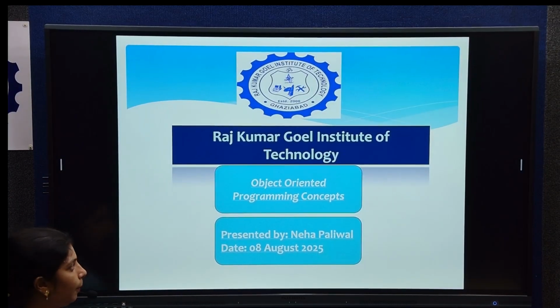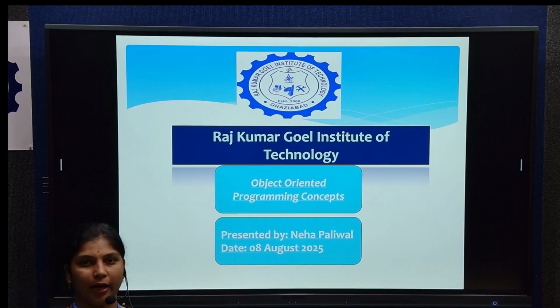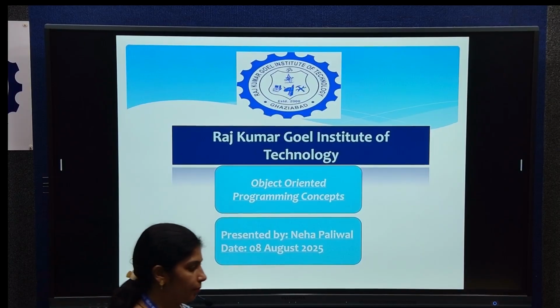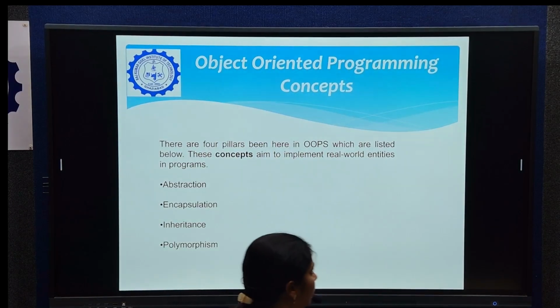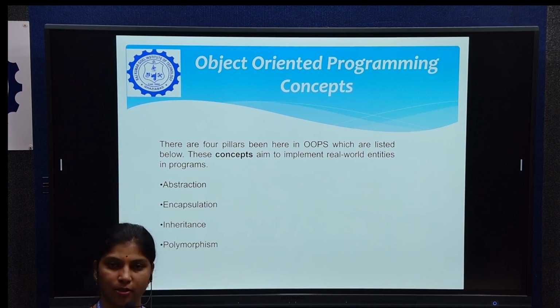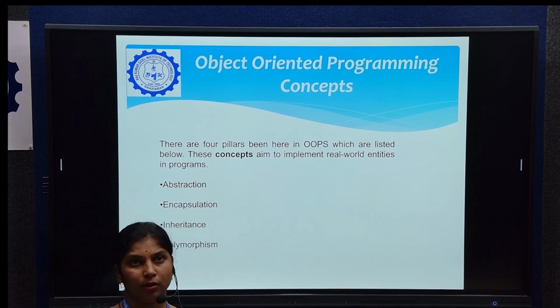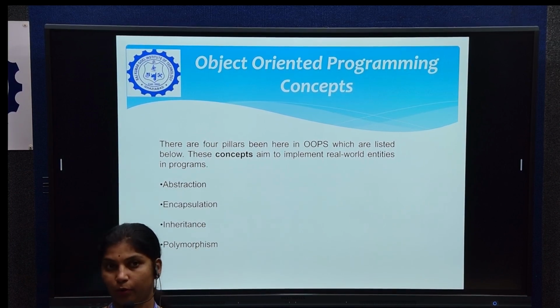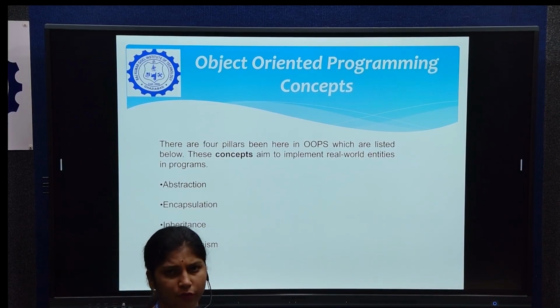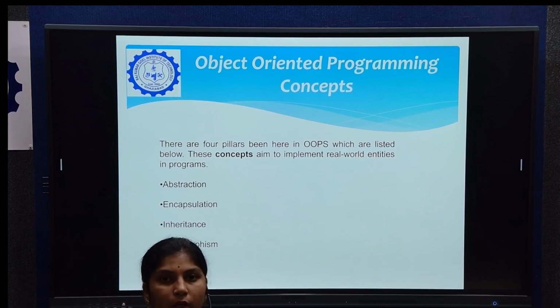Hello everyone. Today we will discuss the OOPS concepts. So basically, what is OOPS? OOPS stands for object oriented programming system. So why is it called object oriented programming system? Because in this we structure the software surrounding the objects.